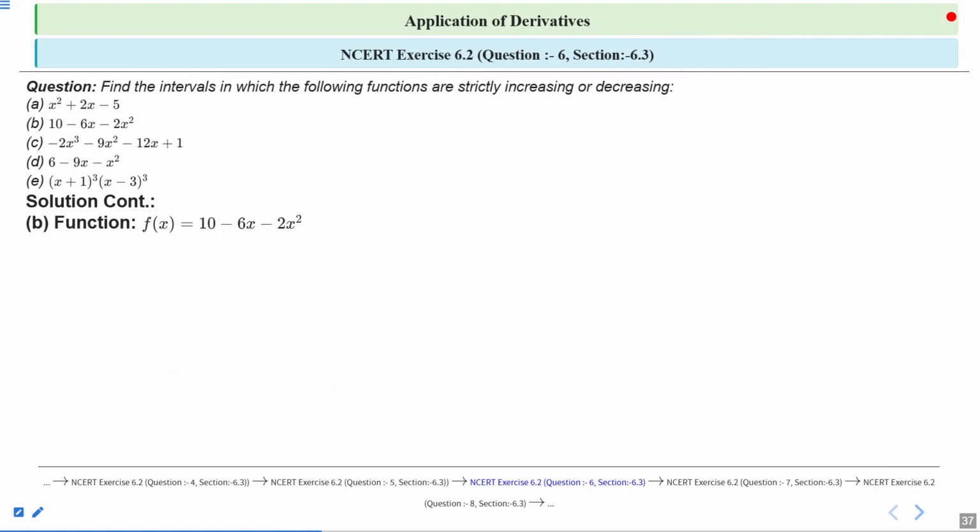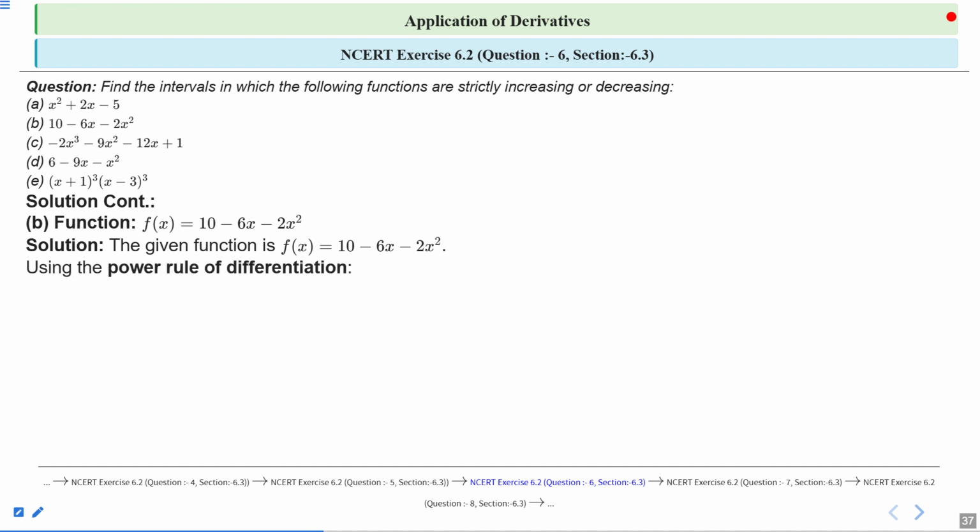Now for part B, f x is 10 minus 6x minus 2x square. So solution, the given function f x is equal to 10 minus 6x minus 2x square. So using the power rule of differentiation, f dash x will be equal to -6 minus 4x, right? Now find the critical points.